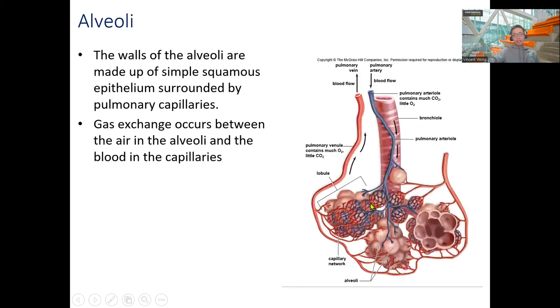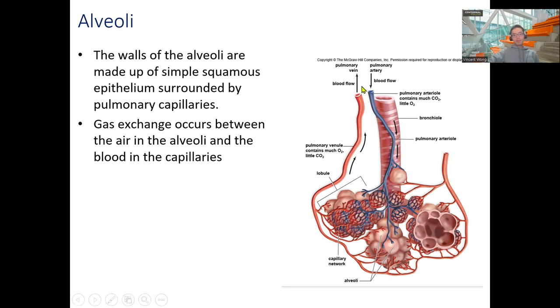So here is a closer look at the alveoli. You basically have the bronchiole here, and it connects to a cluster of these alveoli. All the alveoli are actually surrounded by these capillaries, okay? And connecting this with the cardiovascular system, you remember the pulmonary artery, right? Which connects the right ventricle, right? All the way, taking the blood all the way to the lungs.